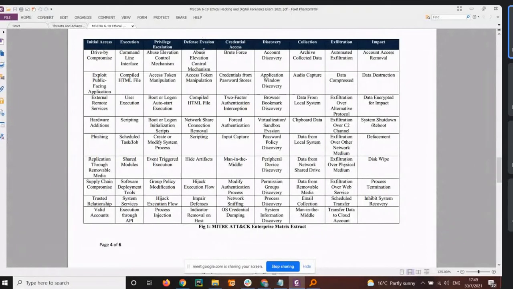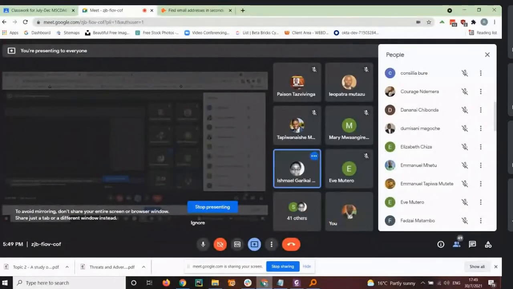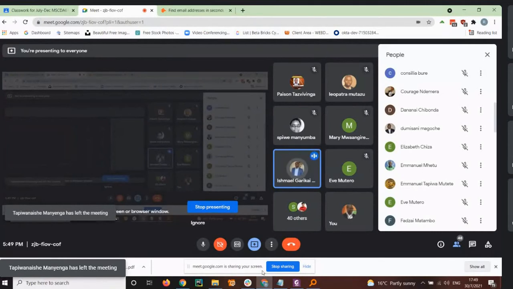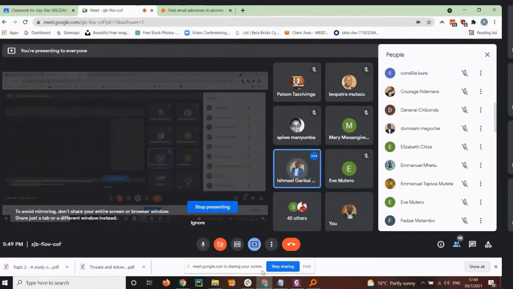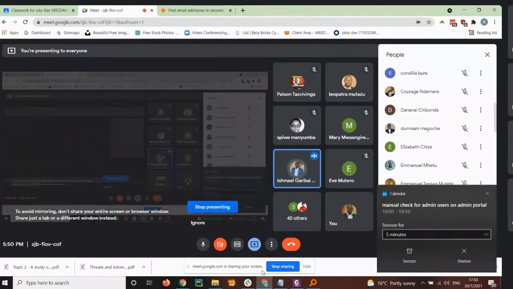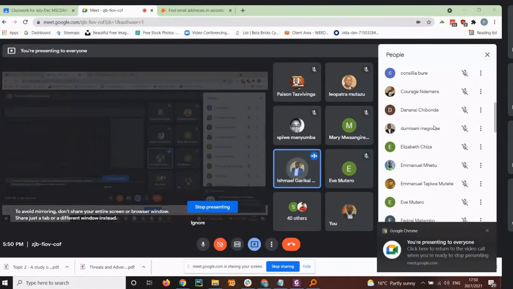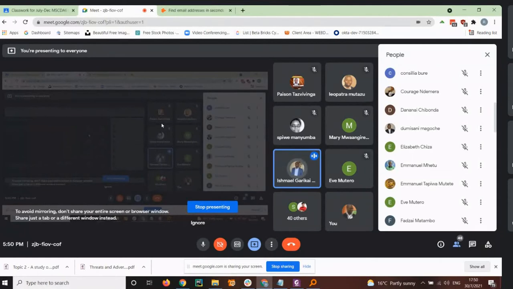Defense evasion. Any guesses on this one also? Maybe, after the process of elevating yourself in terms of user rights, probably to be an administrator, you now have the ability to bypass antiviruses or even disable them, or even disable any password protection, because you already have administrator rights. So I think it's a way of bypassing any other protocols that are set up. Yeah, that's very correct. Thanks, Ishmael. Let me just make a note of that.